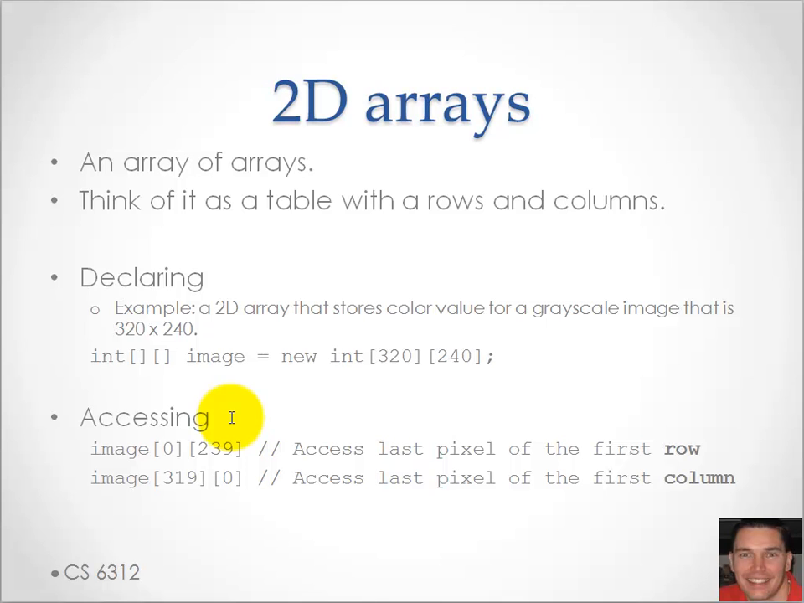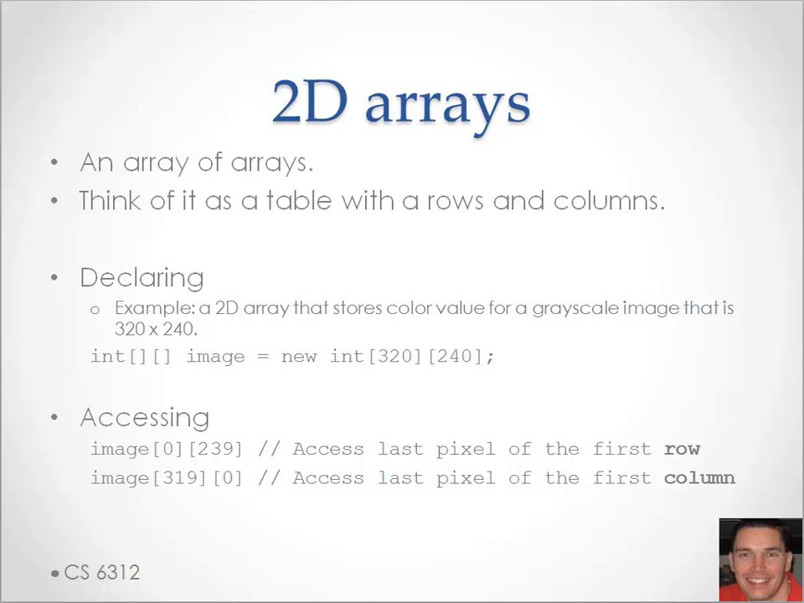Then to access elements in here, the first index is specifying what row I'm accessing. The second set is accessing the column. So when I access 0, 239, I'm accessing the last pixel of the first row. Where in this one, I'm saying go into image 319, 0, I'm accessing the last pixel of the first column.